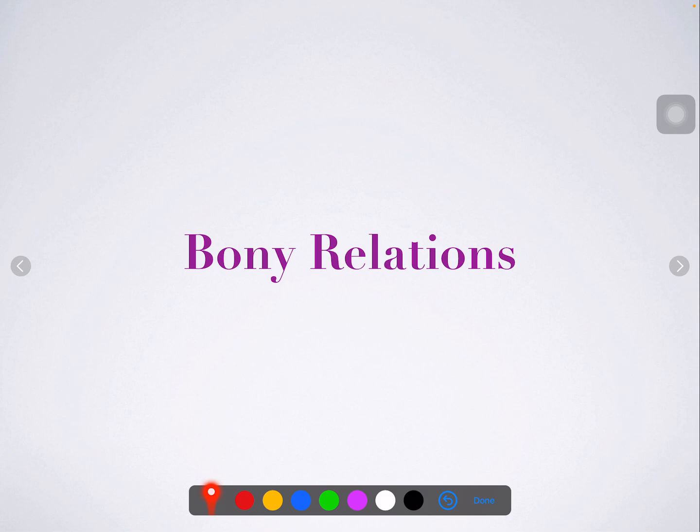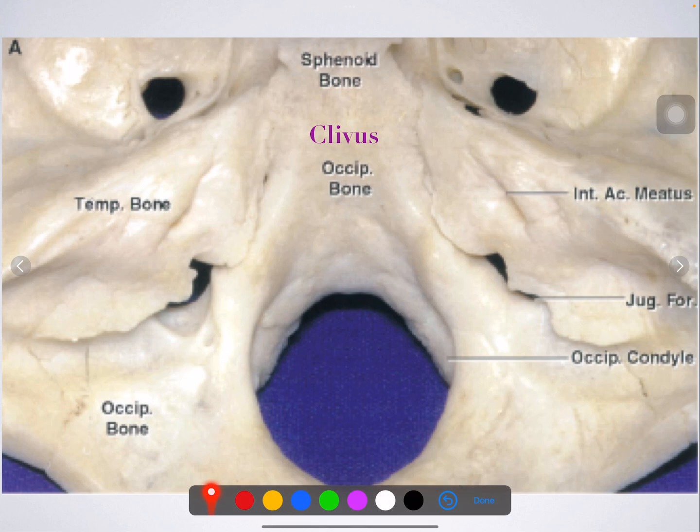So to start with, we always start with the bony anatomy or bony relations of the posterior fossa in general in order to speak about the Cerebellopontine angle. So the bony relations, you can see here, this anterior part is formed by the sphenoid bone and the occipital bone, and these both form the clivus. Laterally, you have the internal acoustic meatus in the petrous temporal bone, and you have the petrous temporal bone on the other side. So in the midline in the front, you have the sphenoid bone and the occipital bone. Laterally, you have the petrous temporal bone, and posteriorly, you have the occipital bone. Right? So this is the bony relation.